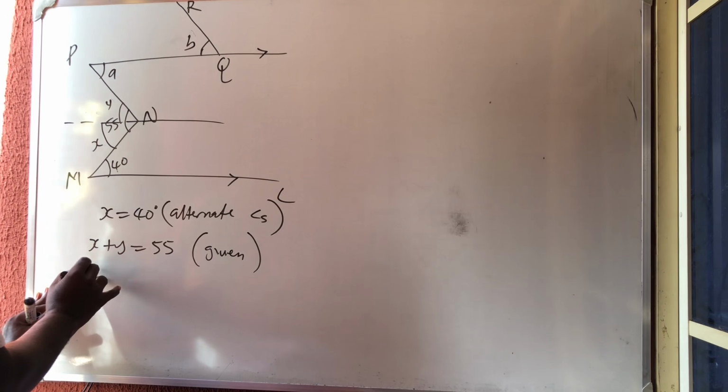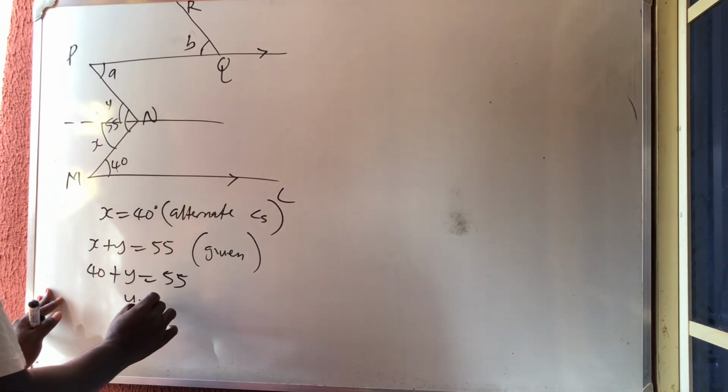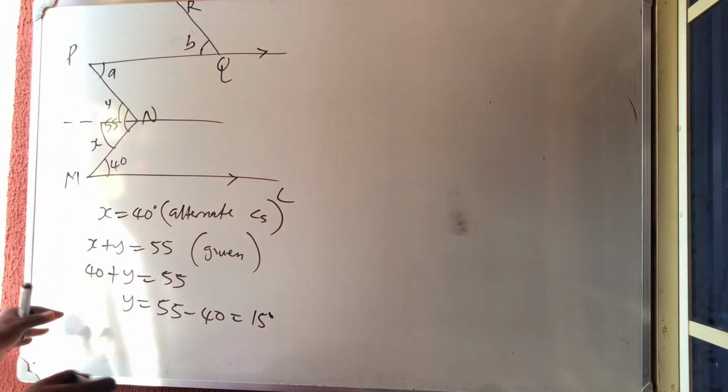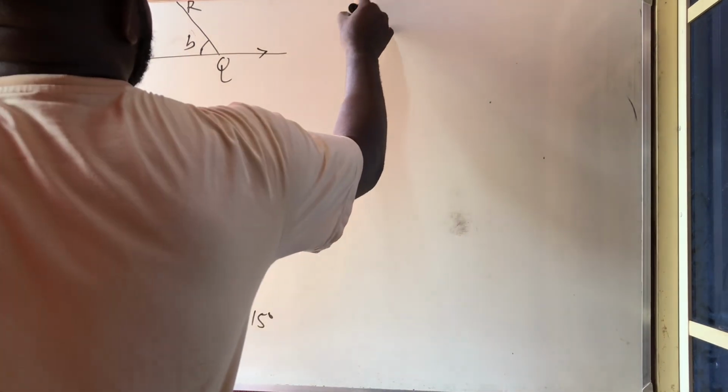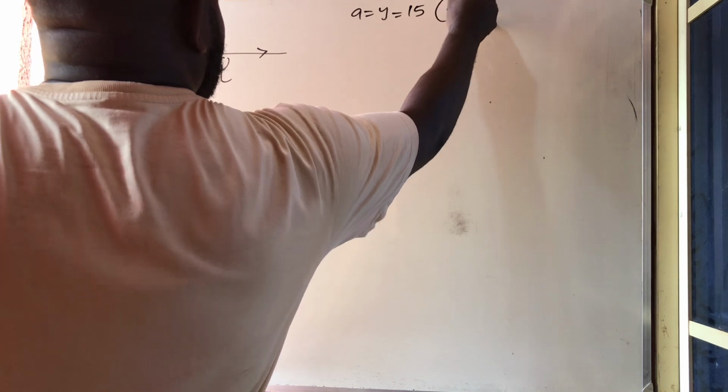But I've gotten this one as 40 plus Y is equal to 55. Therefore, Y is equal to what? 55 minus 40, which is 15. I've gotten my Y. Since I've gotten my Y, I'll tell them that A is equal to Y, and A is equal to 15. My reason is what? Alternate again.